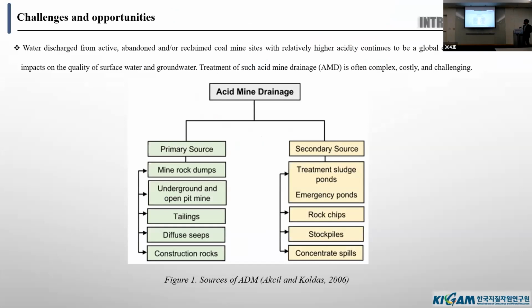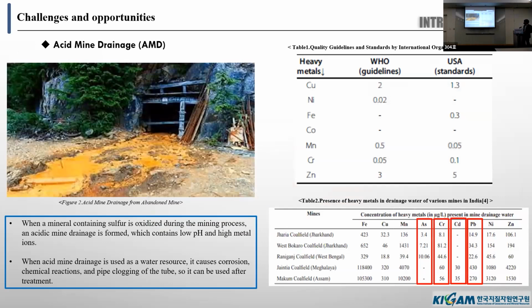So when we talk about AMD, it is now both a challenge and an opportunity. We can see in this slide that the source of the AMD can come from underground, or from the tailings. So when we want to find a solution for the AMD, we need to understand where the AMD comes from. In this slide, we can see one example of AMD from an underground mine, and the feature we can see is that it has a lot of heavy metals.